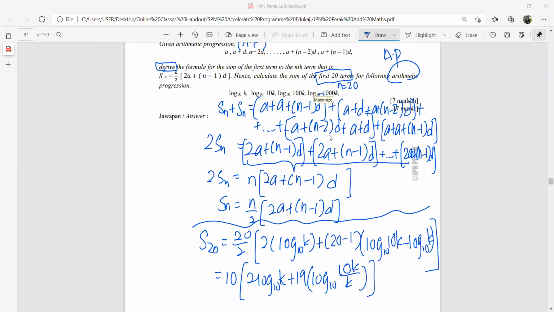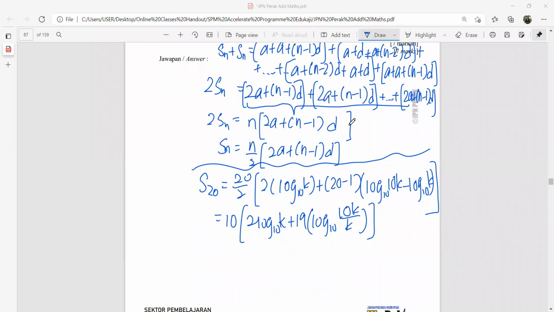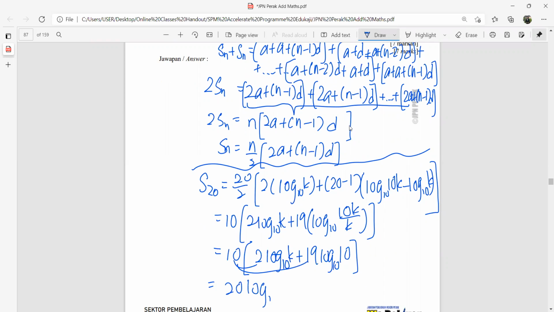So wait, okay, your friend derived it wrong. No problem, you can still get marks. So this one, 19 log 10. So expand, no? 20 log k plus 190. Log 10 equals to 1. So that's the answer.